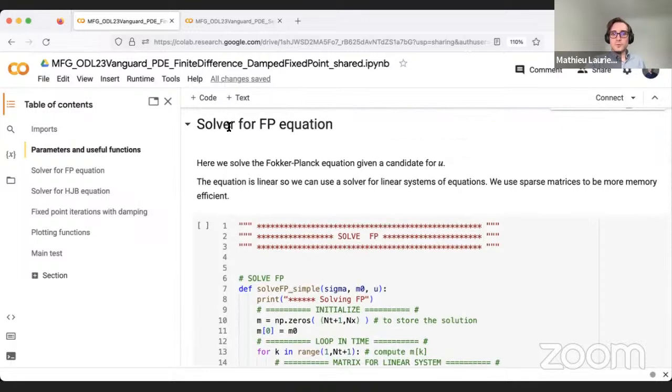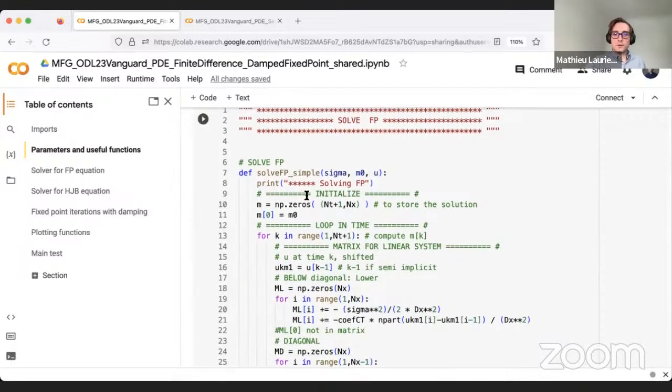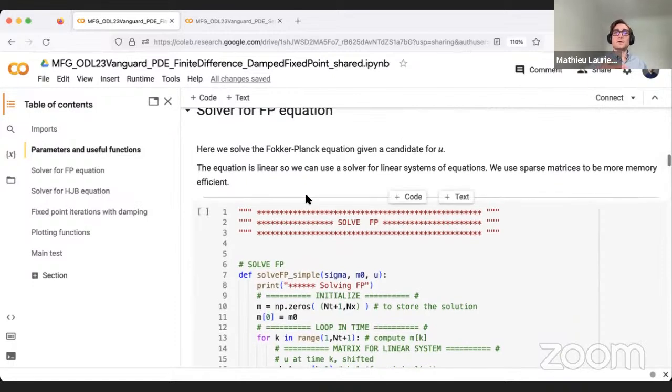Solver for the Fokker-Planck equation. The Fokker-Planck equation is a linear equation. In fact, if you give me u, then the Fokker-Planck equation is linear. And here we focus on local interactions, meaning you interact only with m at your own location. So there is no integral to compute.